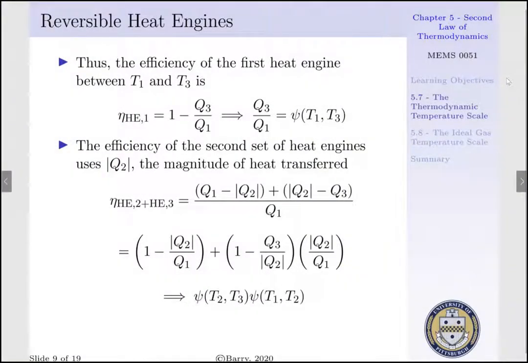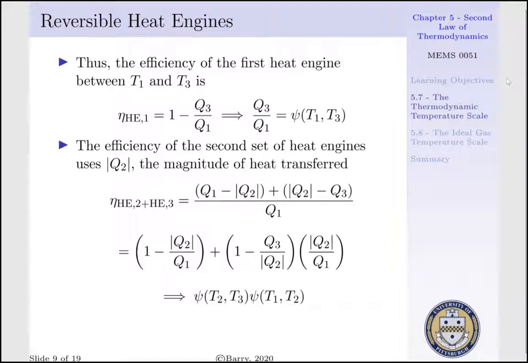The efficiency of our first heat engine is existing between T1 and T3. So we're going to say eta HE1 will be equal to unity minus the quantity Q3 per Q1. Or Q3 per Q1 is going to be equal to our functional relation operator psi that's going to be a function of T1 and T3. T1 and T3 serve as the inputs that allow us to determine a value for Q3 per Q1.